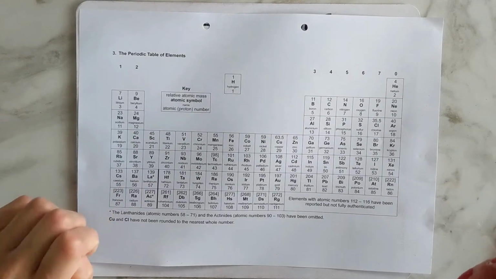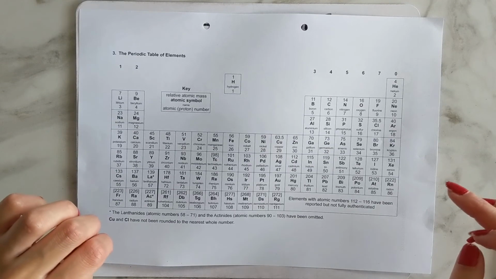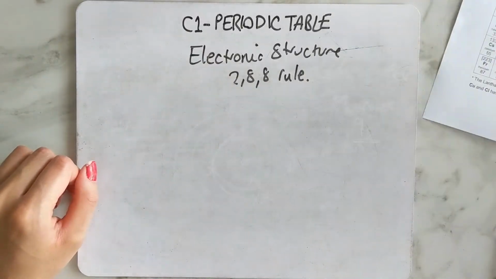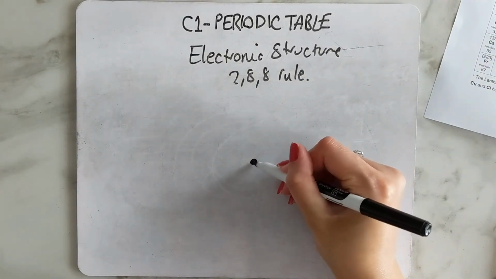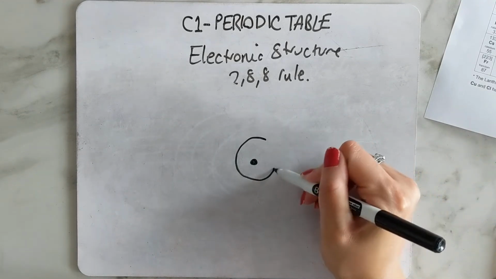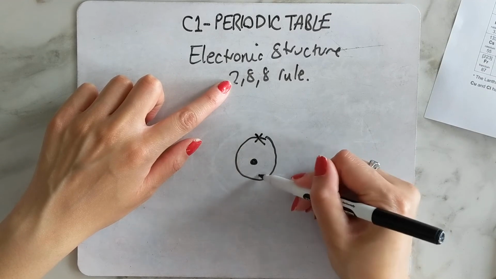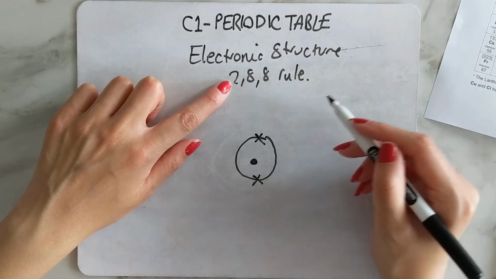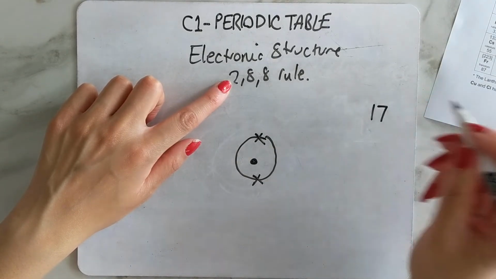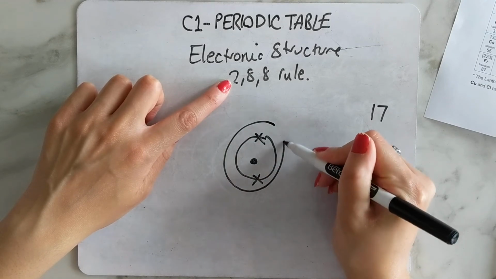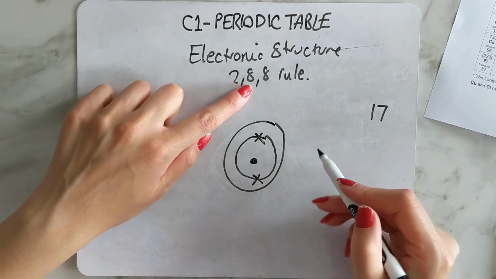Oh, actually, no, let's go with chlorine. Okay, so there's my nucleus. Draw my first shell. It's got 2. It can only have 2 in its first shell. Remember, we're trying to get to 17. So because I've hit that maximum, I now go into the second shell.